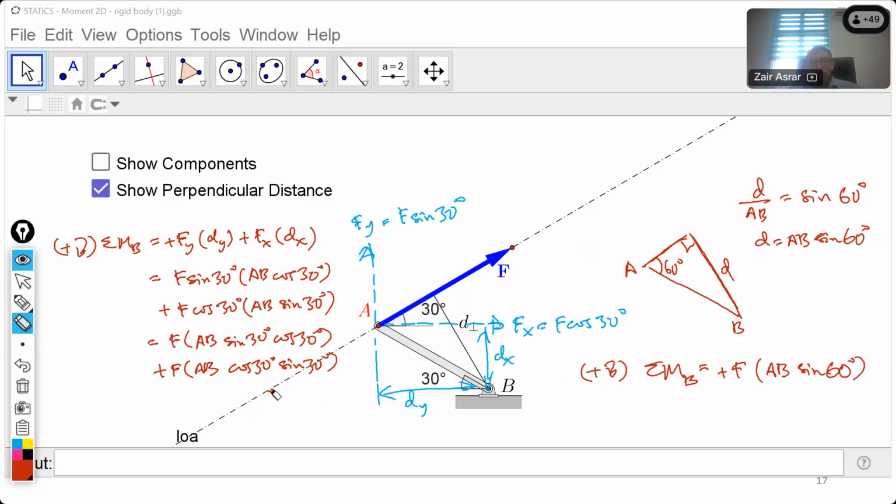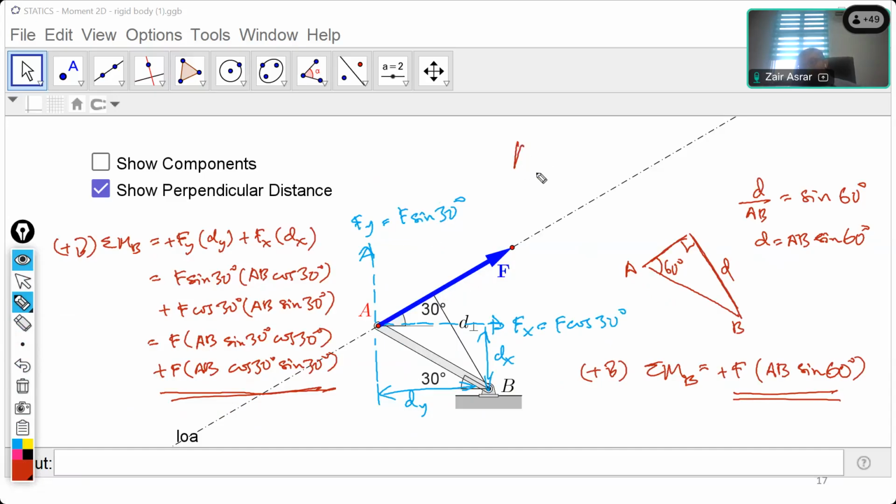Let me stop it here. For those who love maths, you can prove that this part here is actually equal to this part here. You can use trigo identity, right? Sine 2 theta is equal to sine theta cos theta plus cos theta sine theta, those kind of things. Basically they are the same. So we can calculate the same moment either using perpendicular distance or by resolving the force along x and y. In the end of the day, the idea is still the same.